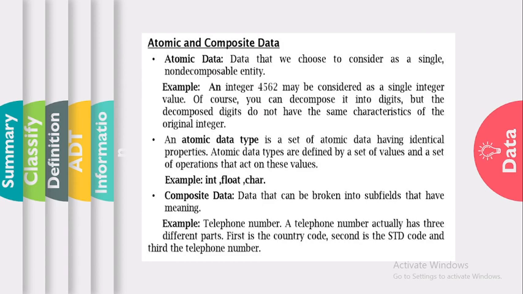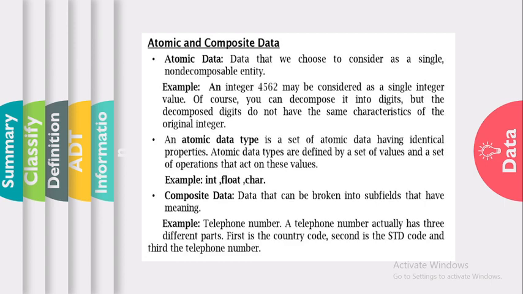So first, what is atomic and composite data? Atomic data is data that we choose to consider as a single, non-decomposable entity. An example of atomic data is an integer, 4562, which may be considered as a single integer value. Of course, you can decompose it into digits, but the decomposed digits do not have the same characteristics of the original integer. An atomic data type is a set of atomic data having identical properties.